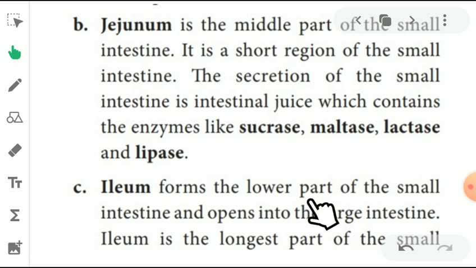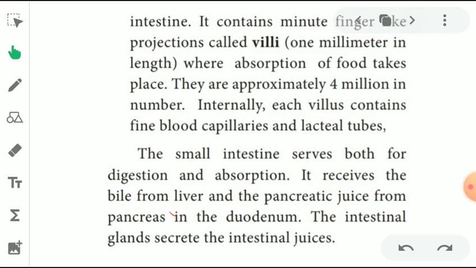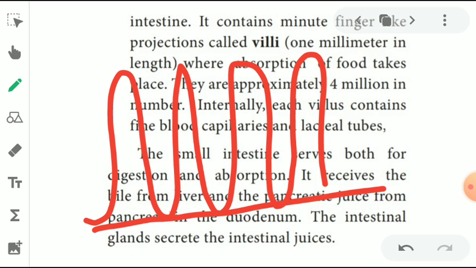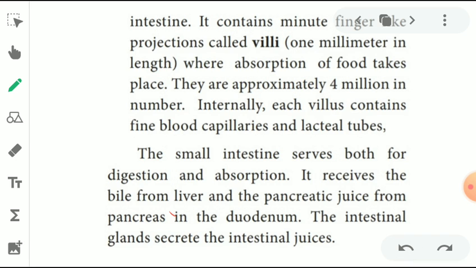Ileum forms the lower part of the small intestine and opens into the large intestine. Ileum is the longest part of the small intestine. It contains minute finger-like projections. In the small intestine wall, many villi are present. Each is 1 millimeter in length. Absorption of food takes place here. They are approximately 4 million in number.